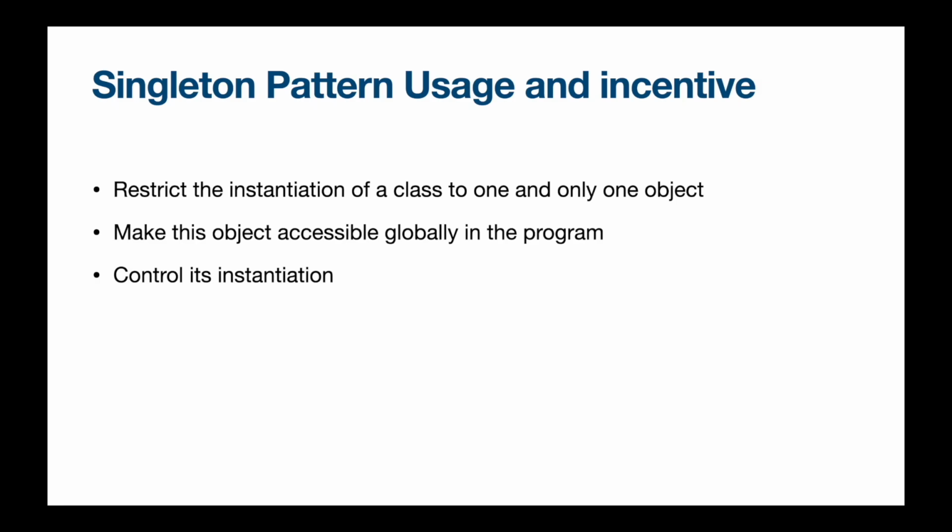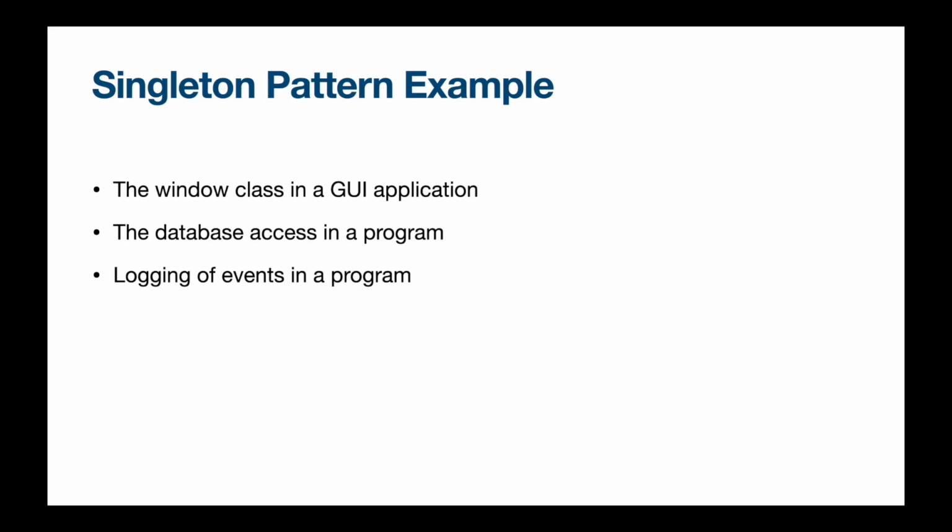This pattern is used to control the number of objects a class can instantiate and make it available globally in a program. Although it has received a lot of criticism for the latter, it is still widely used. A very classic example of the pattern is the window class in a GUI application where only one window should be open at a time, a database interface when a program needs to access it, and the most common of all, a logger in a program.